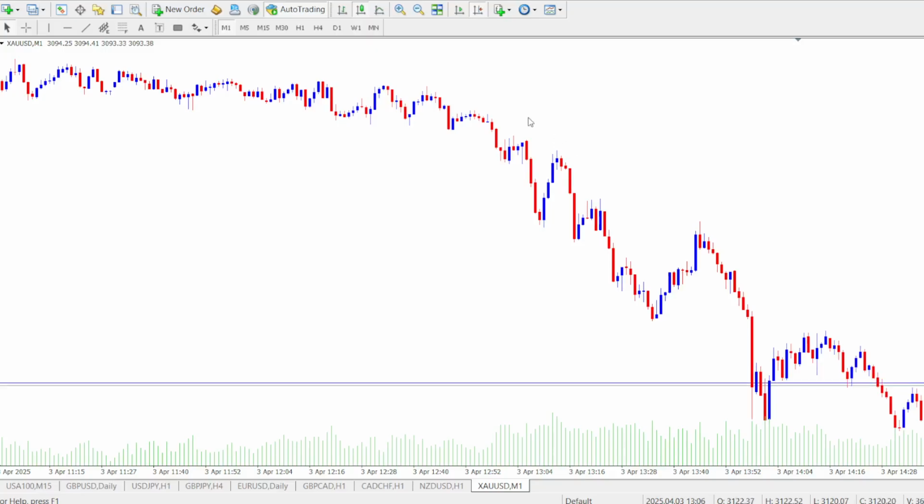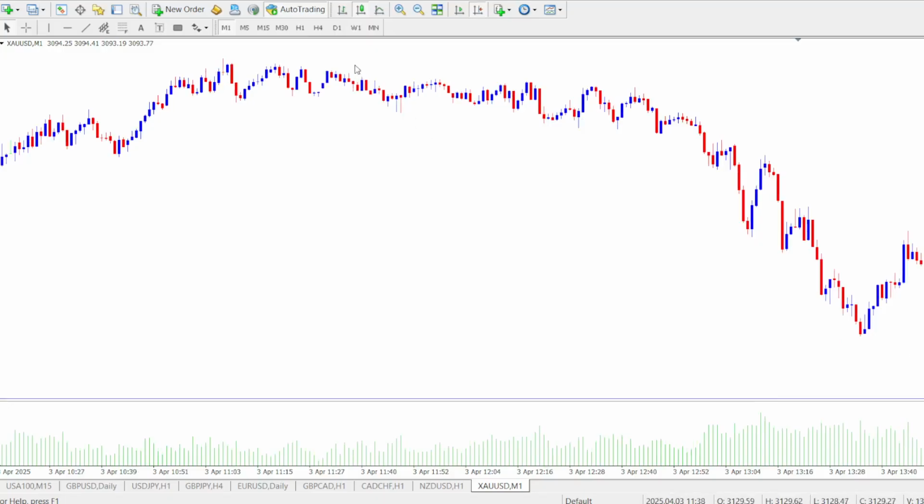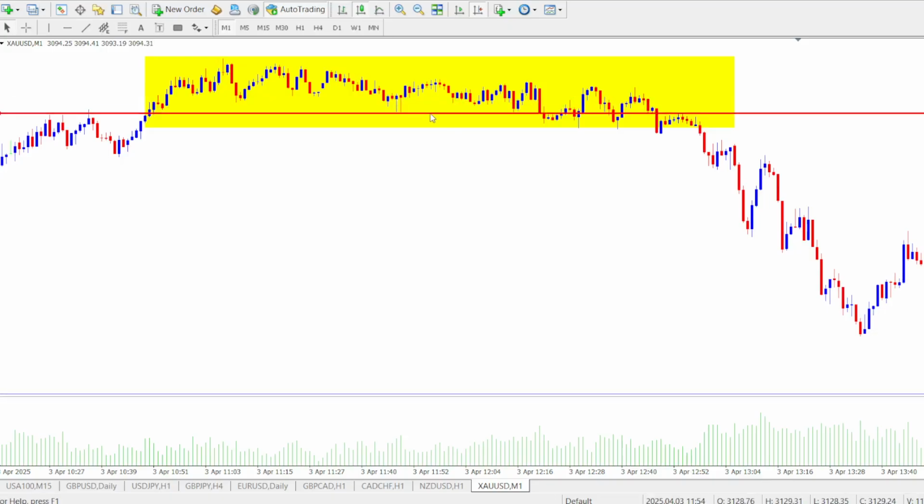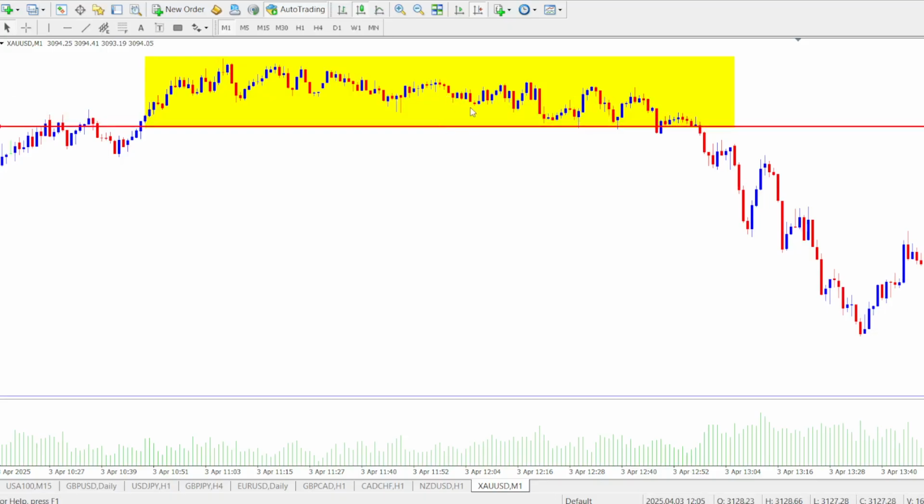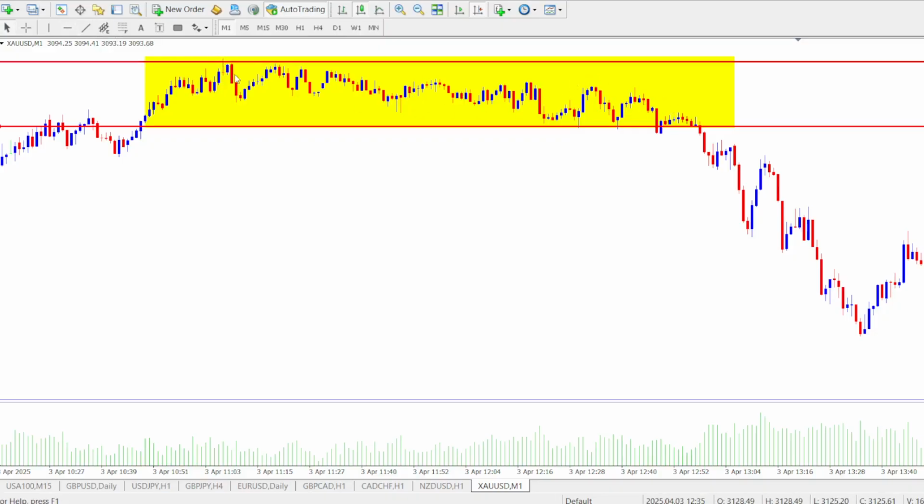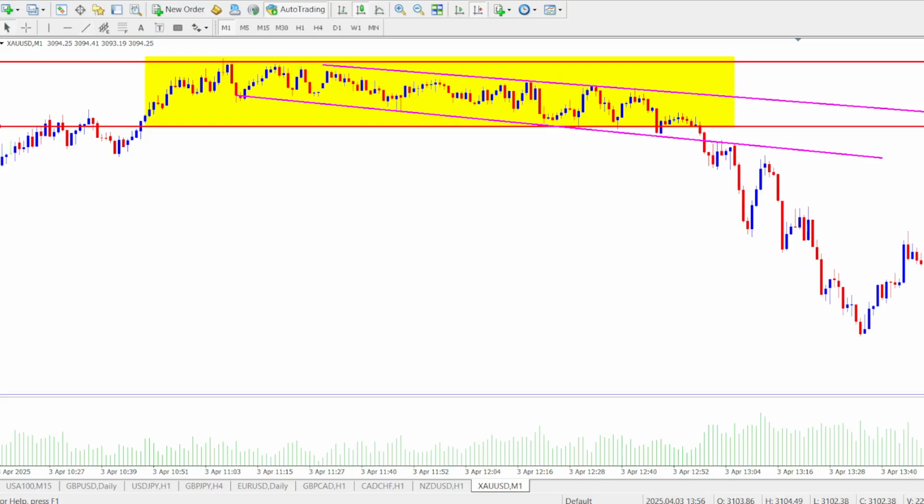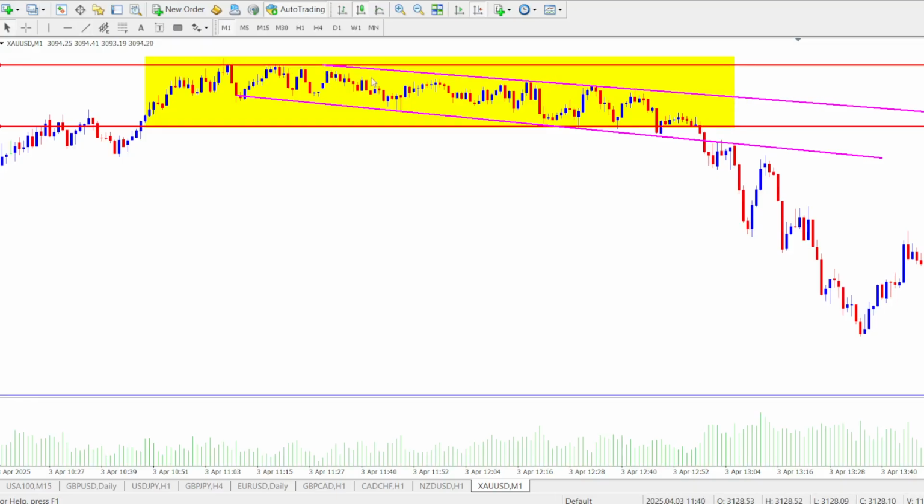Before we look at the strategy itself, let us understand the concept of breakout. A breakout happens when price breaks through a key support or resistance level. All right, when price breaks through a key support or resistance level, that is what we refer to as a breakout.